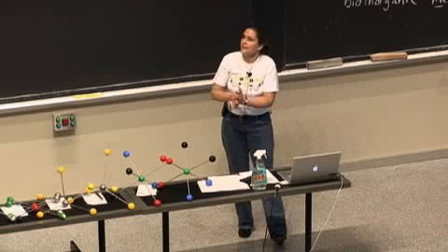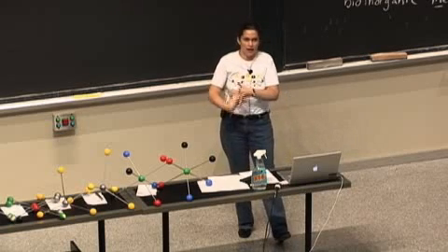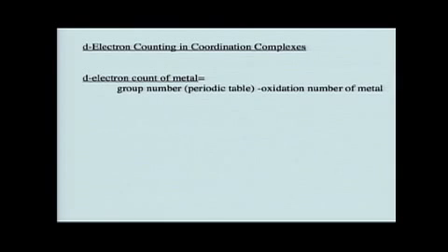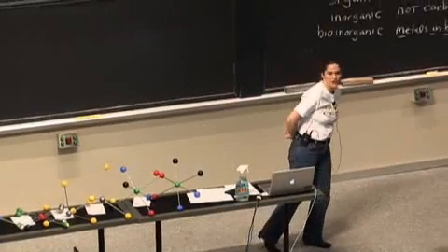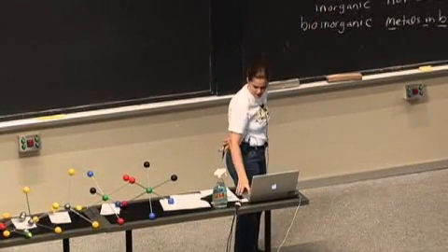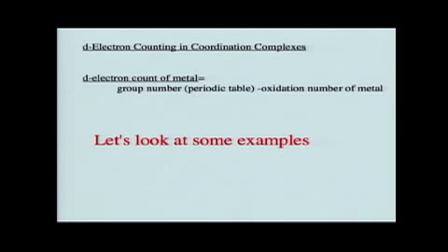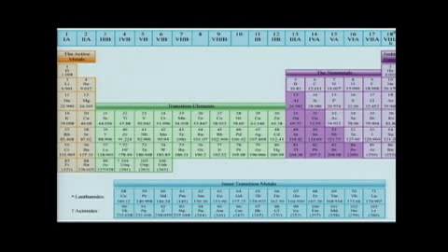All right, so let's do some d-electron counting. This is the final thing we need to talk about in coordination complexes. We're going to refer to a thing called the d-electron count of the metal, which has to do with the group number from the periodic table minus the oxidation number of the metal. That is going to tell us the d-electron count. If you haven't learned how to do oxidation numbers yet, you need to know that for exam 3, and you need to know that for this unit. So let's look at a few examples of this, and we'll put up our friend the periodic table.